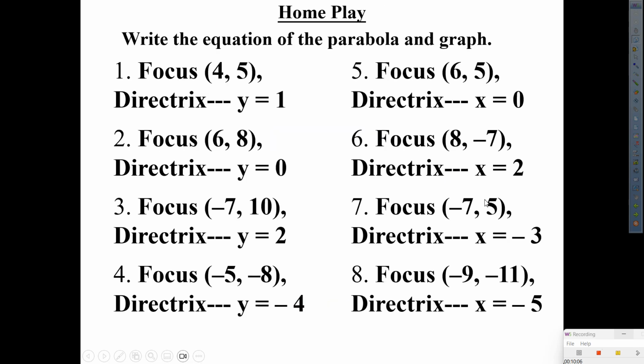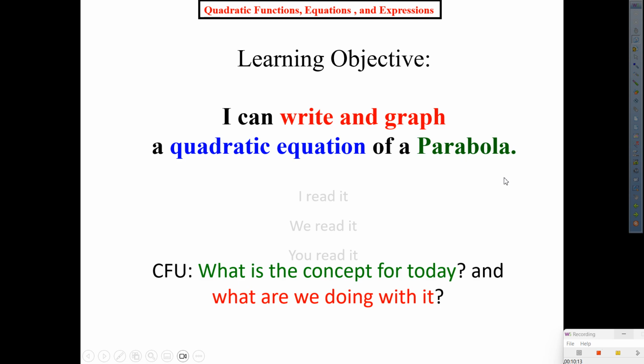Anyways, y'all ready? This is the home plate for tonight. Let's go. From the corner. All right, here we go. I can write and graph a quadratic equation of a parabola. All right? So here we go. Stay focused, please. Today's going to be a little bit challenging. But if you focus, it's going to be cake.